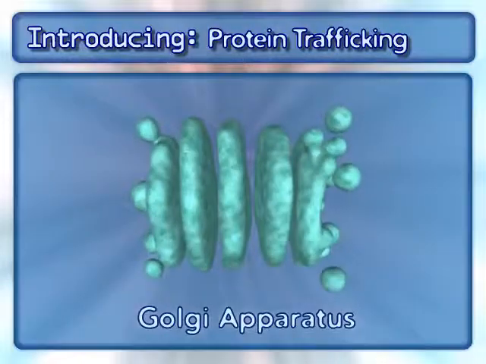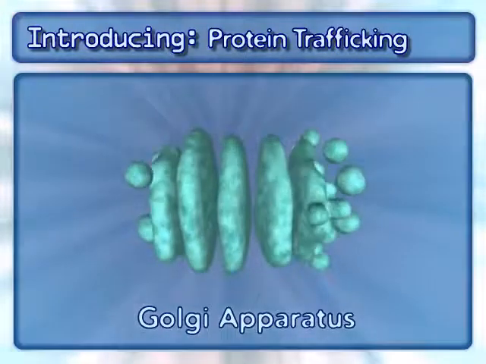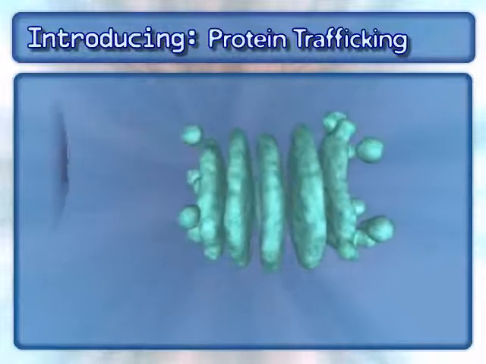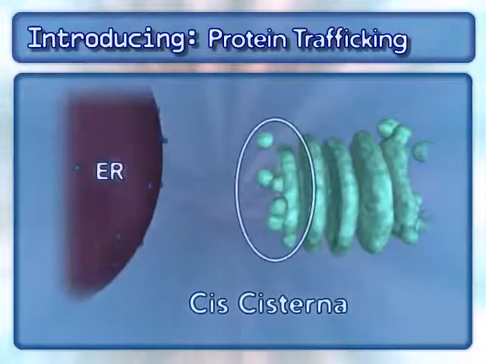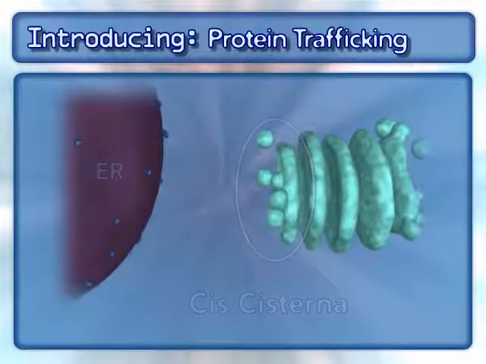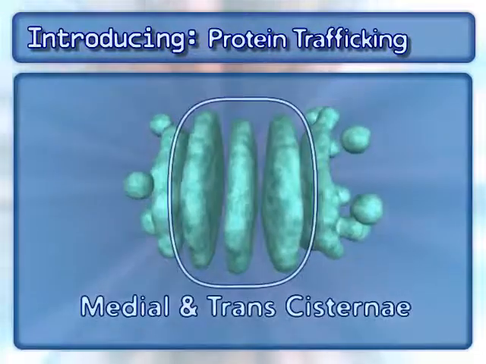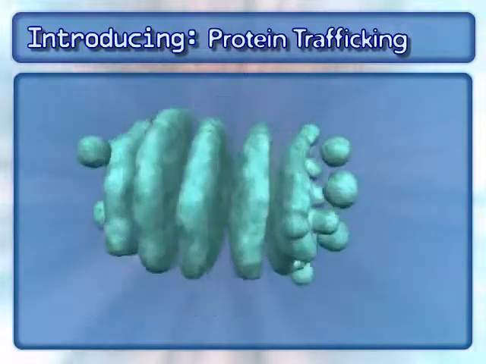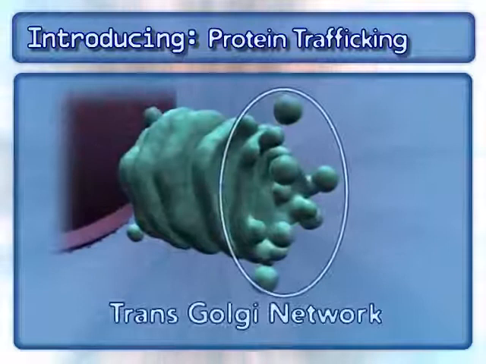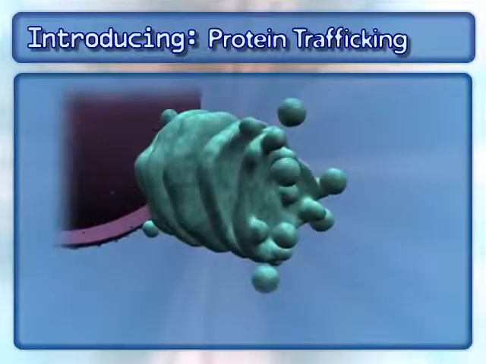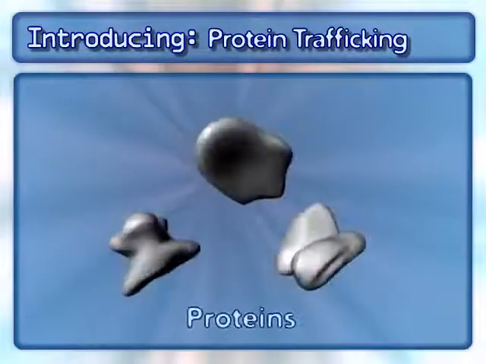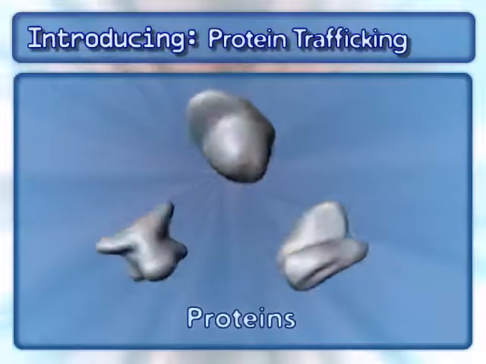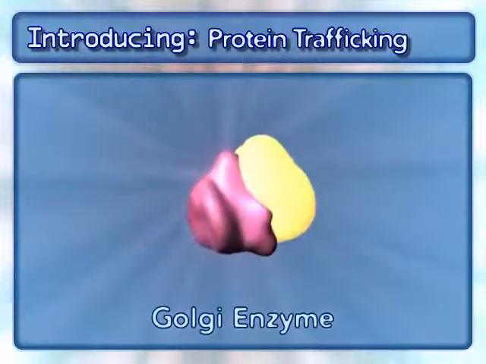The Golgi apparatus consists of general components: the cisterna nearest the endoplasmic reticulum, or ER, the medial and trans cisternae, and the trans-Golgi network. Other key players in this process are the proteins being transported and the enzymes that modify them.